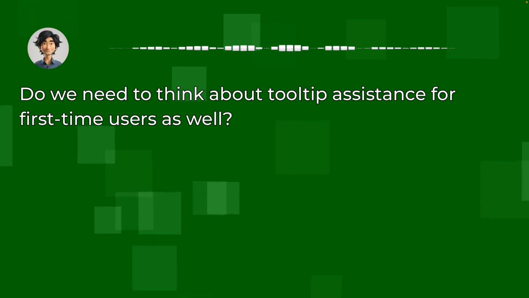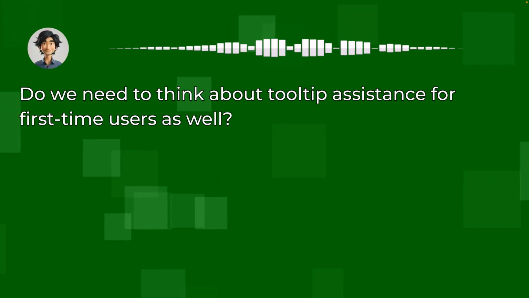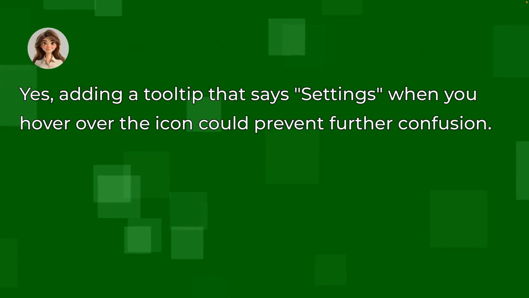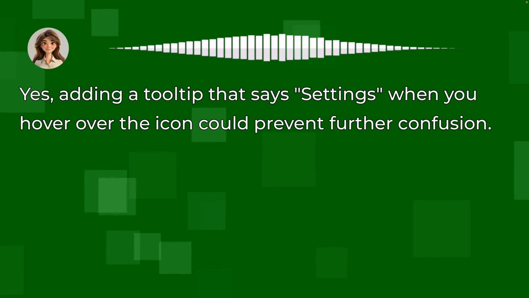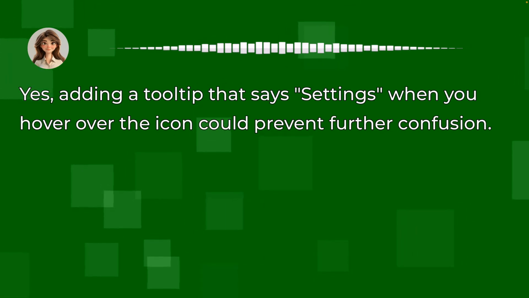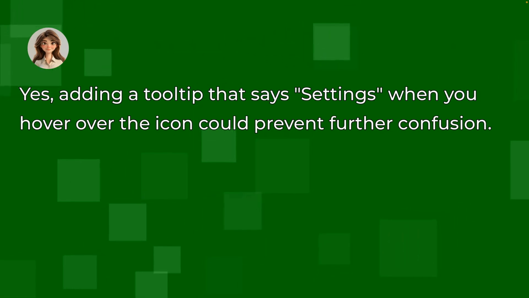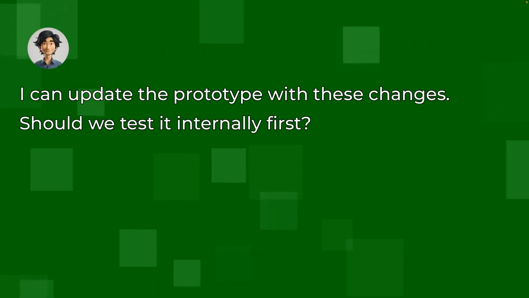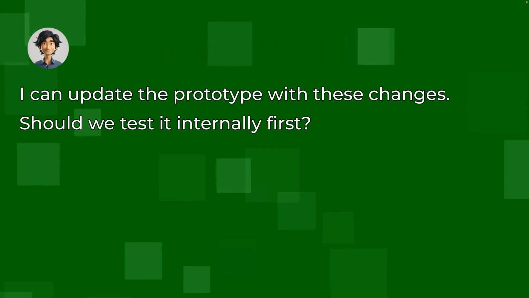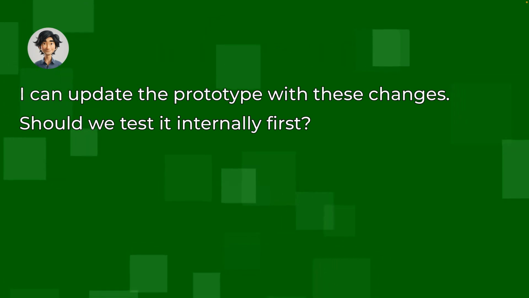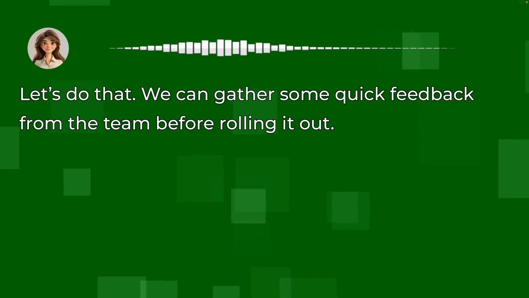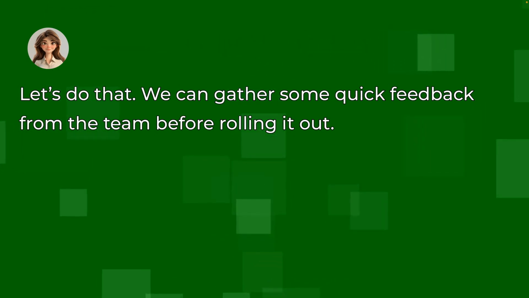Do we need to think about tooltip assistance for first-time users as well? Yes, adding a tooltip that says settings when you hover over the icon could prevent further confusion. I can update the prototype with these changes. Should we test it internally first? Let's do that. We can gather some quick feedback from the team before rolling it out.